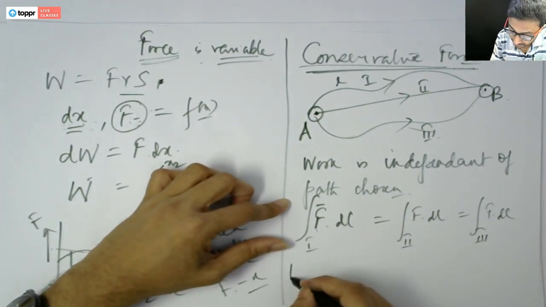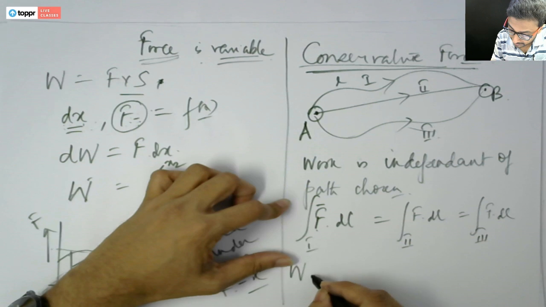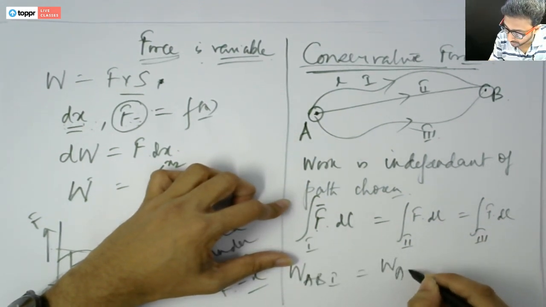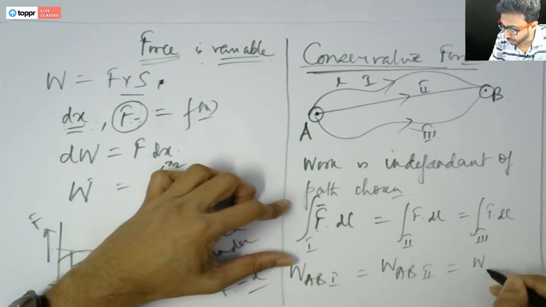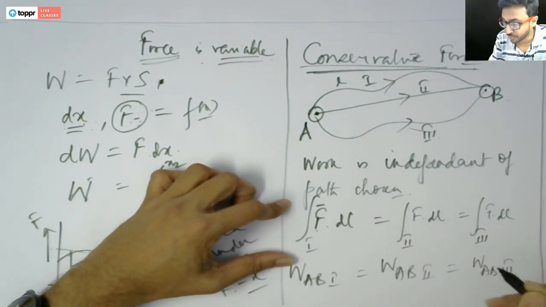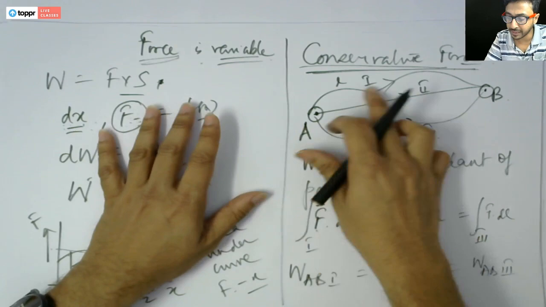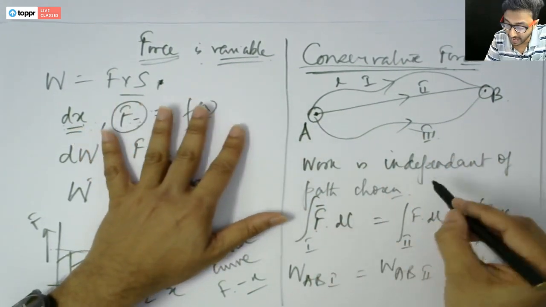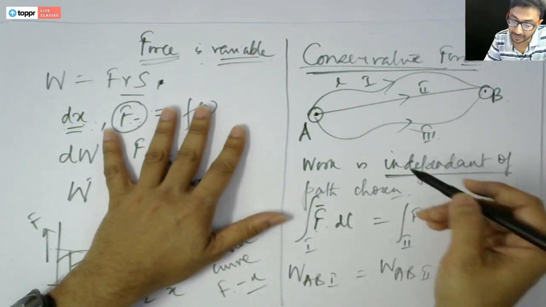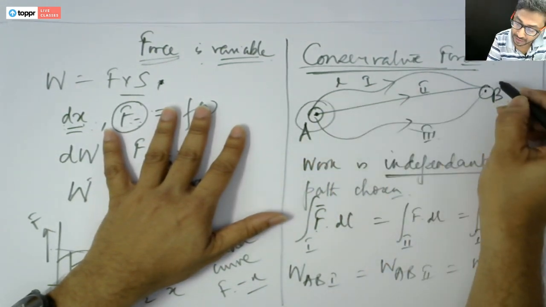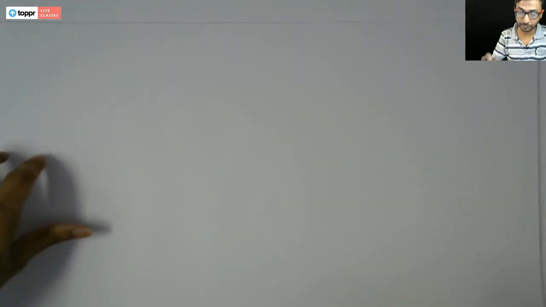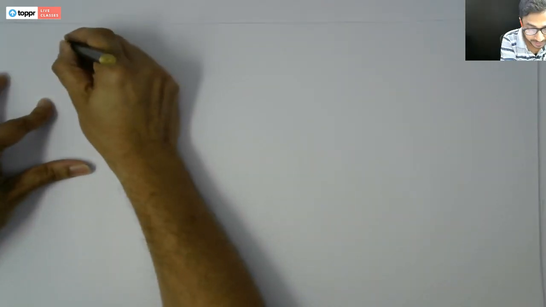That is basically, the work done AB through 1 will be equal to the work done AB through 2, and the work done AB through 3. Whatever be the path, the work done will be constant and it is independent of the path taken. It only depends on the initial and the final point. Let us illustrate what I said.